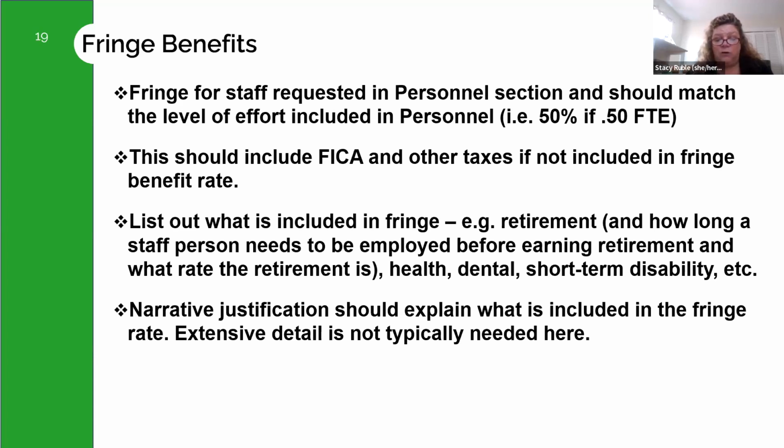Then you're going to need to list out what's included in the fringe. So for example, retirement, and with retirement, how long a staff person needs to be employed before they earn retirement and what rate that retirement is. And then what else is included in fringe? Health, dental, short-term disability, etc. And then the narrative justification just simply needs to include what's included in the fringe rate. You're typically not going to need extensive detail for this particular budget category. Next slide.